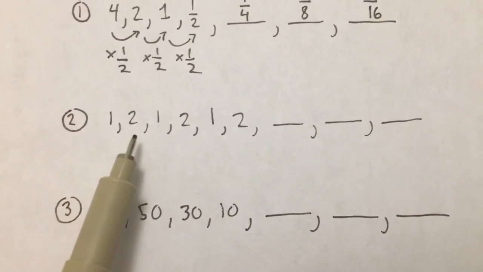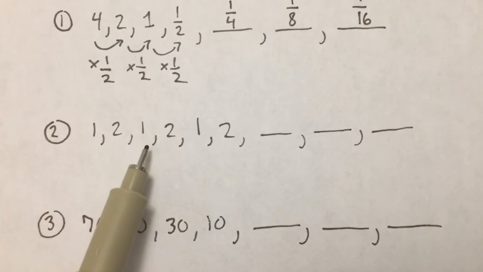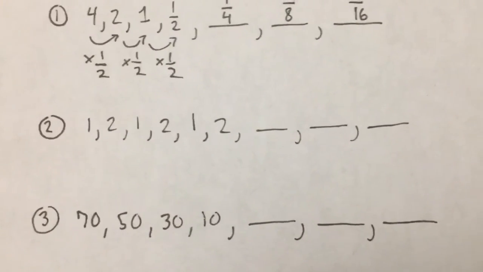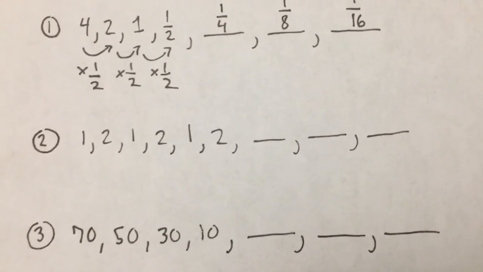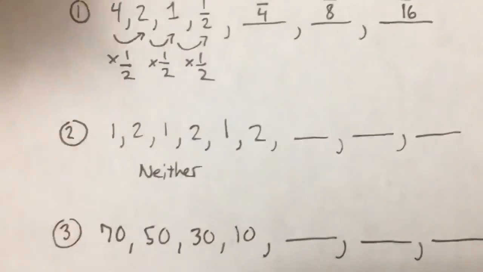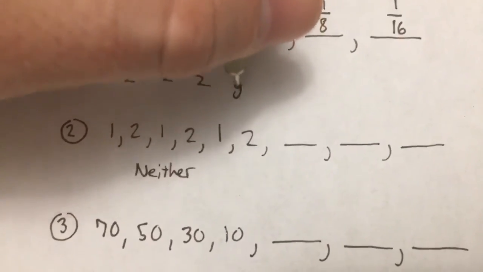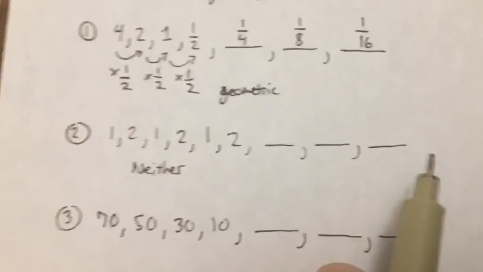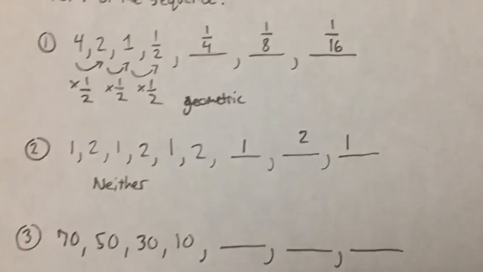So let's try the next problem out, number 2. It looks like it's an alternating number sequence. So we're going up 1, then back down 1, up 1, down 1, up 1, and so on. So we're technically not adding a fixed number every single time, and we're not multiplying by a fixed number every single time. So this one would actually be neither. Oh, and I forgot to mark up here. Number 1 was indeed a geometric sequence. But because we do recognize the pattern, we can still finish it out. So the next terms would be 1, then 2, and then 1.